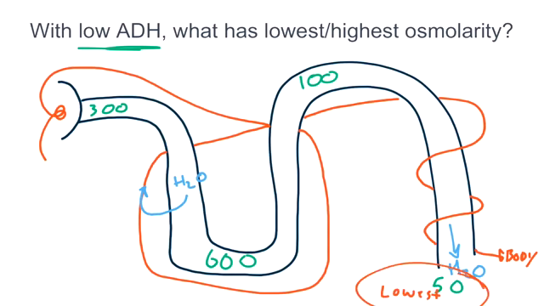And then it'll be the distal tubule, which will be the next most dilute, and then the proximal tubule, which is isotonic to the plasma, and then the bottom of the loop of Henle would have the highest osmolarity in the presence of low ADH. So we'll write highest here. So that concludes our section on the nephron.